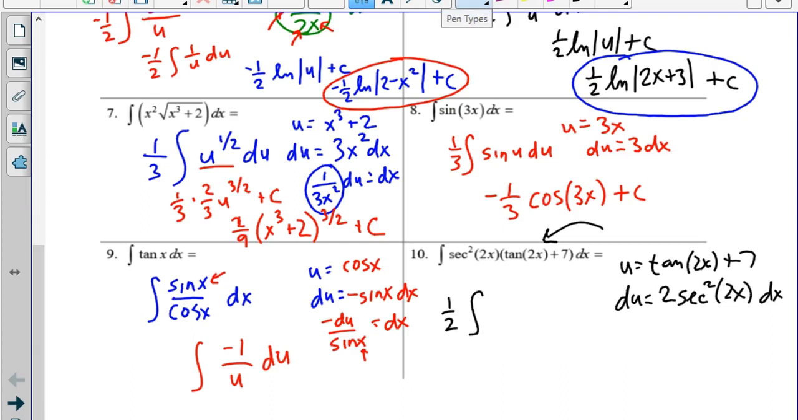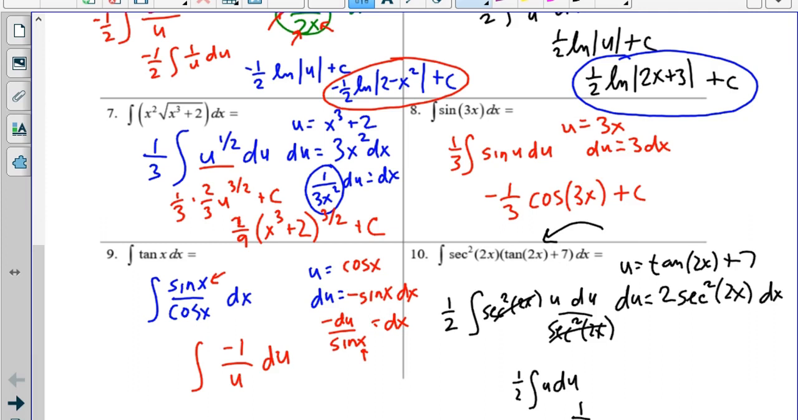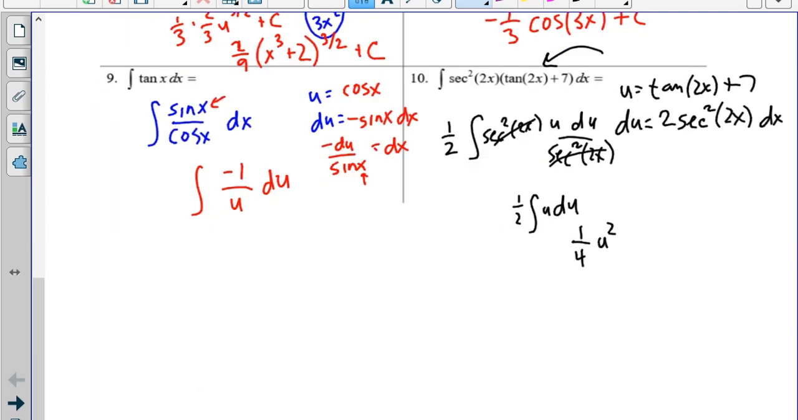It's going to be 1/2. And then if the secant squared 2x was in there originally, I'm going to replace tangent of 2x with u. And then when I replace dx with du, I also have a secant squared 2x that goes along with it when I substitute in the du. And remember, the 1/2 went in with it also. So I have 1/2 times the integral of u du, which means the integral of u du is 1/2 u squared. So this becomes 1/2 times 1/2, which is 1/4 u squared plus c.